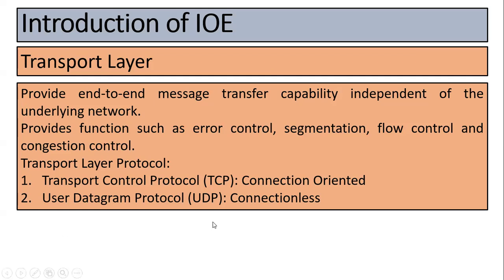And the second one is User Datagram Protocol, connectionless. Connectionless means an initial connection is not required. It just sends the data. Therefore it becomes a very lightweight protocol. And it is perfect for small systems only.